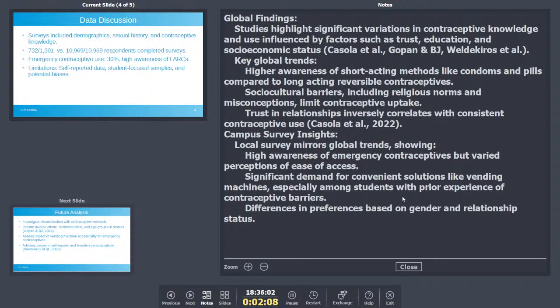Global findings: studies highlighted significant variations in contraceptive knowledge, influenced by factors such as trust, education, and socioeconomic status. Key global trends were higher awareness of short-acting methods like condoms and pills compared to long-acting reversible contraceptives. Sociocultural barriers, including religious norms and misconceptions, limit contraceptive uptake. Trust in relationships inversely correlates with consistent contraceptive use.